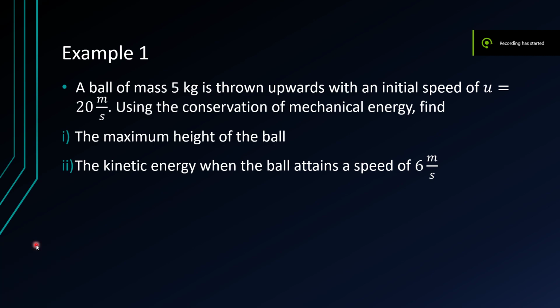So here's the first mathematical example of using the conservation of energy. A ball of mass 5 kilograms is thrown upwards with initial speed of u equals 20 meters per second. Using the conservation of mechanical energy, find firstly the maximum height of the ball and the kinetic energy when the ball attains a speed of 6 meters per second.